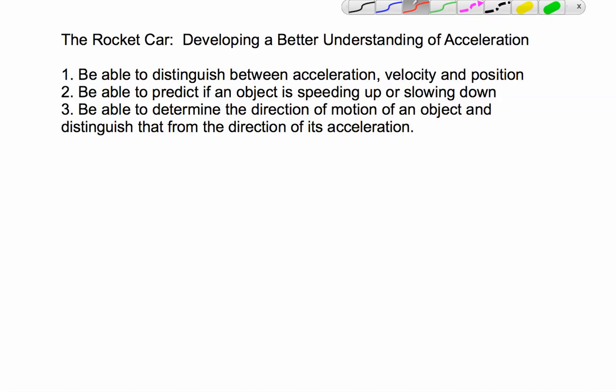Okay, so this video is called the rocket car, and it's designed to develop a better understanding of acceleration for you. When you finish watching this video, you should be able to distinguish between acceleration, velocity, and position. You should be able to predict if an object is speeding up or slowing down, and you should be able to determine the direction of motion of an object and distinguish that from the direction of its acceleration.